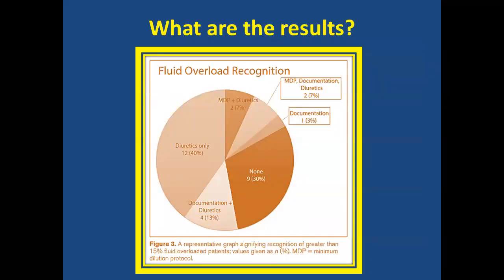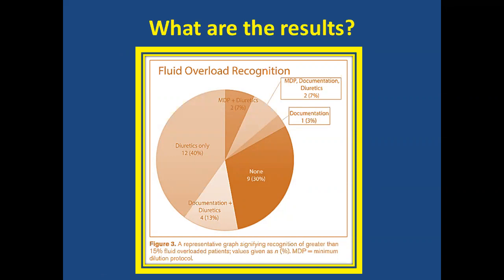For the fluid overload recognition, 30 patients out of the 102 patients admitted to the PICU for the last 3 days, or 30%, met the fluid overload criteria in the first 7 days of ICU admission. The patients developed fluid overload in a median of 2.5 days from PICU admission. And of the 30 patients, 7 patients had explicit documentation of fluid overload, meaning they had documentation in their electronic record, plus they were on diuretics and/or a fluid-restricted dilutional protocol.